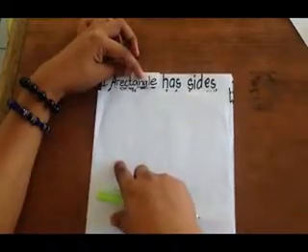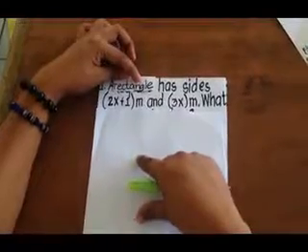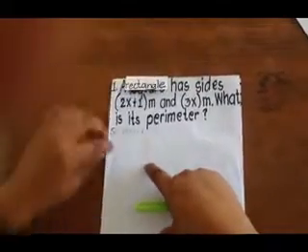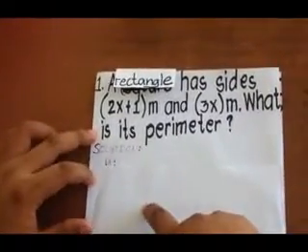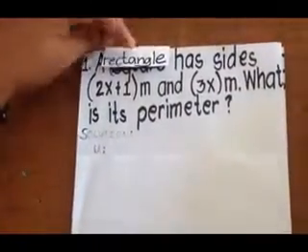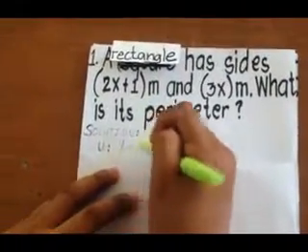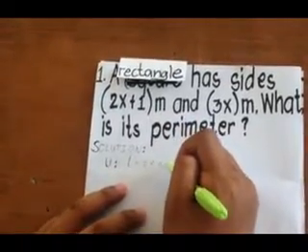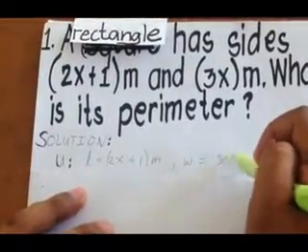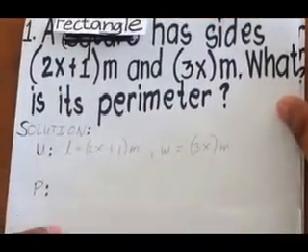A rectangle has sides 2x plus 1 meters and 3x meters. What is its perimeter? So to start, don't forget to write the word solution. And we have here our first step. We will understand the problem, or we will write our given. So our given, the length is equal to 2x plus 1 meters, and our width is 3x meters.